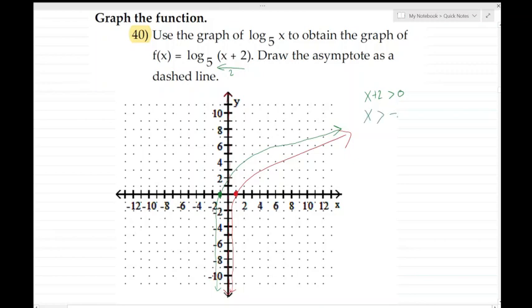So this will be where our asymptote is. So pretty much think of it as the equation x equals -2, because the function will get really close to -2, but it will not touch it. So that's where that vertical line is. And also that helps us with the domain, right? That will be the domain of the function as well.